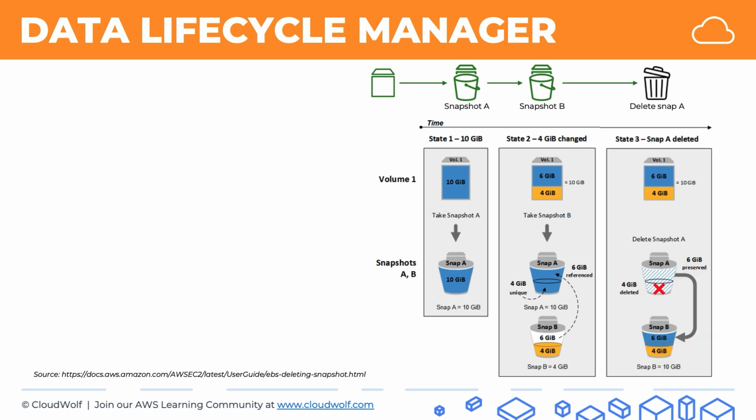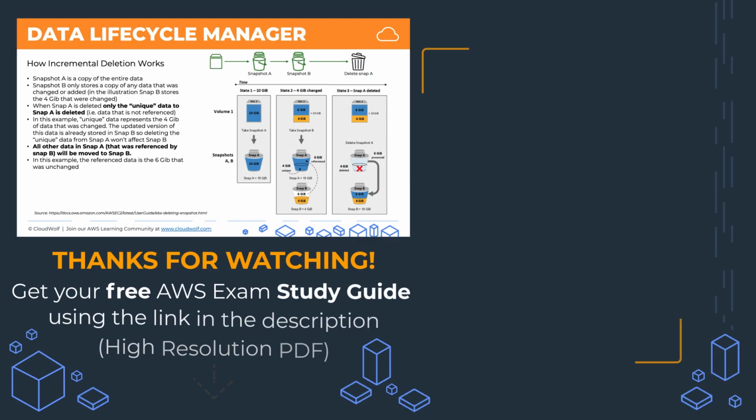So when snapshot A is deleted, what will happen is the 6 gigabytes that were referenced will be preserved, they will be moved into snapshot B. And what will actually be deleted are only the 4 gigabytes that are unique to snapshot A, the 4 gigabytes that are old, that were changed and are different now in snapshot B, so they're not needed anymore. What is important is that the reference data is preserved and moved into the snapshot that is referencing that data. So there we go, that's how incremental deletion works.